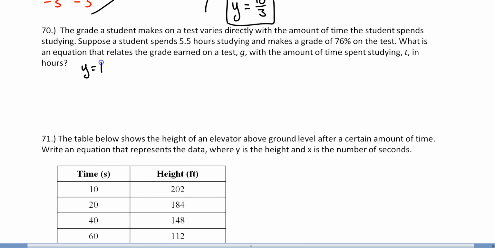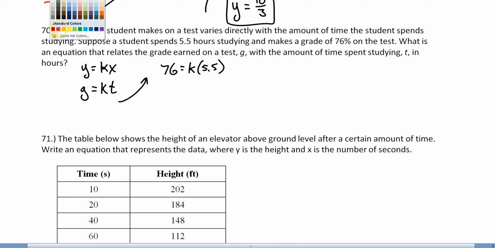We're going to do y equals kx. The big difference this time is instead of y, they told me to use a G for grade, and instead of x, they told me to use a T for time. But they still give me two of these values. They give me a grade of 76 and tell me that it matches up with a 5.5 in terms of the time. And so all I'm going to do is solve for the k value.